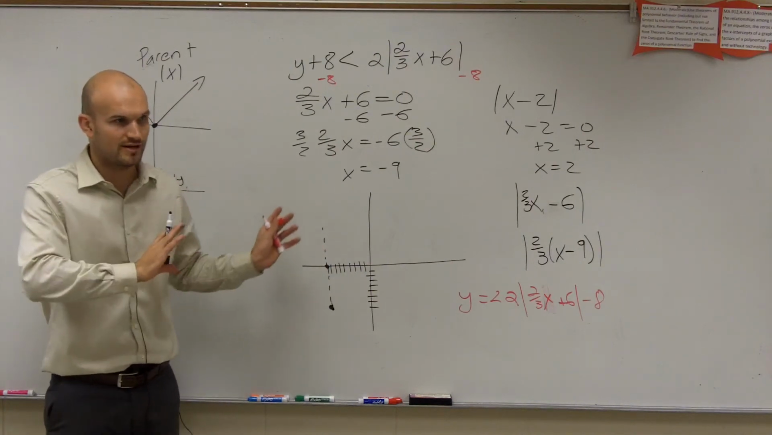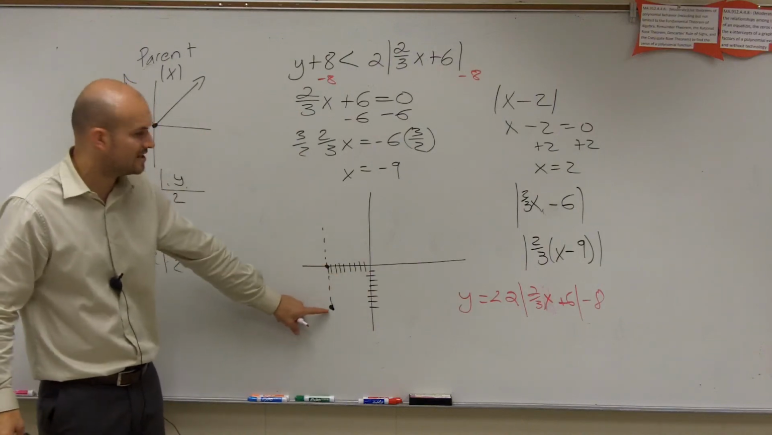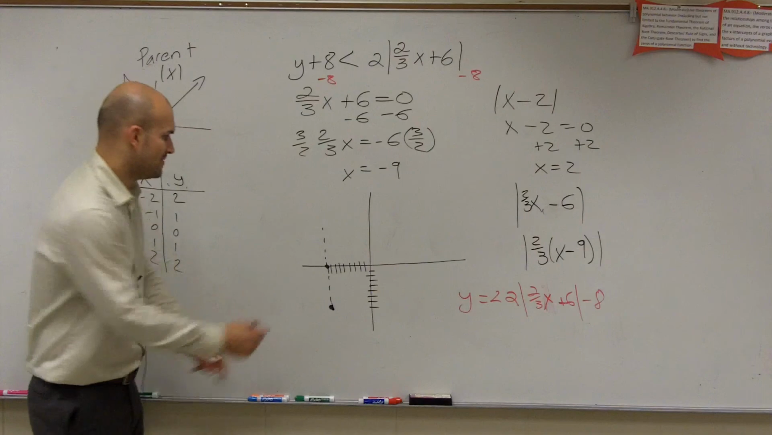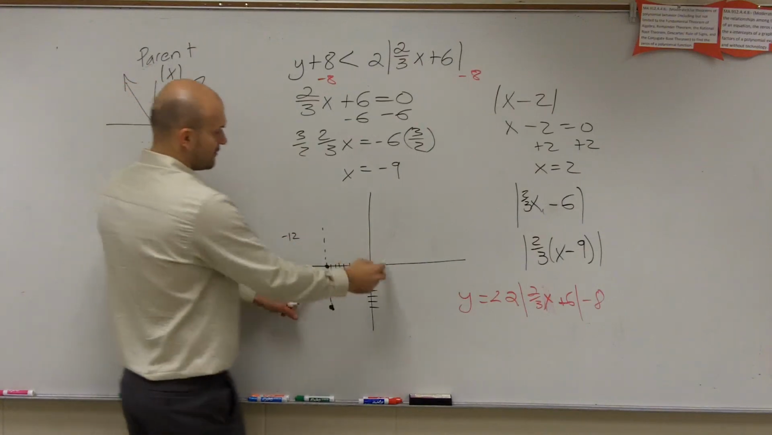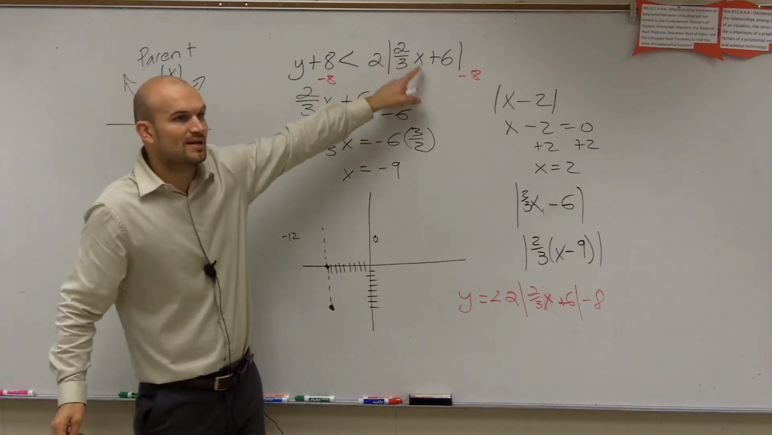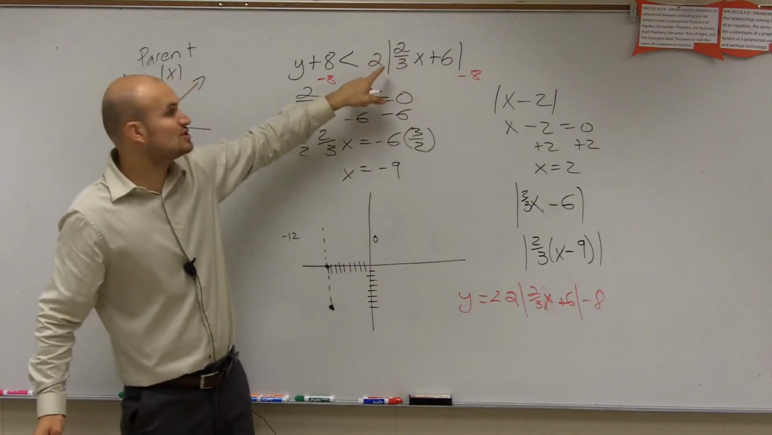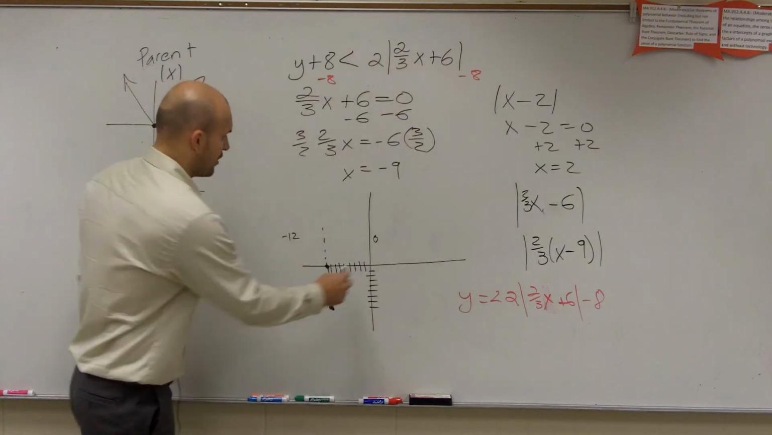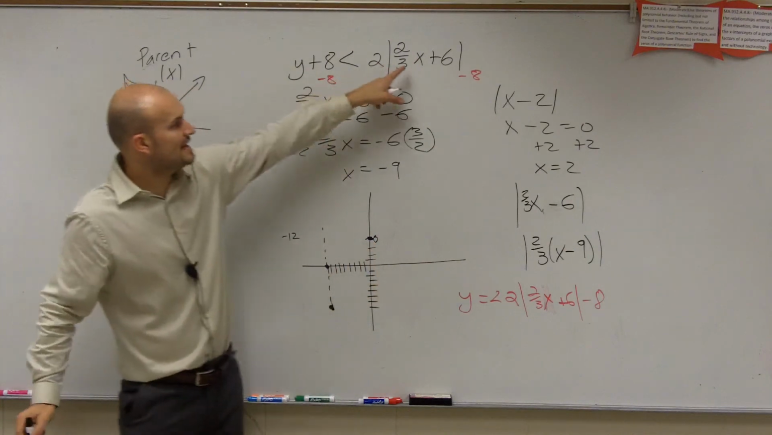I'm not going to go through the whole video, but I want to show you. Let's pick a point to the left of this -8 or -9. So let's pick -12. And then over here, let's pick 0. When I plug in 0, 2/3 times 0 plus 6 is 6. Absolute value of 6 is 6. 6 times 2 is 12. 12 minus 8 is 4. 1, 2, 3, 4.